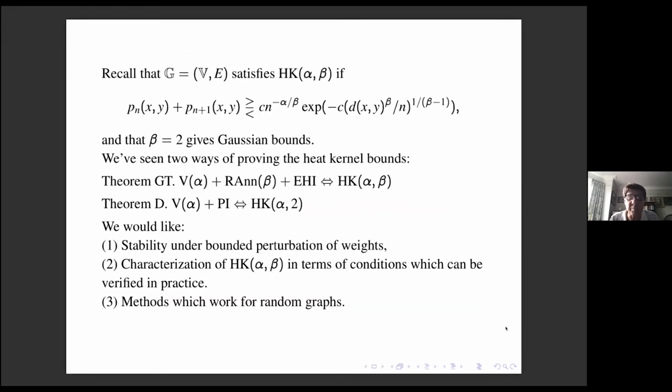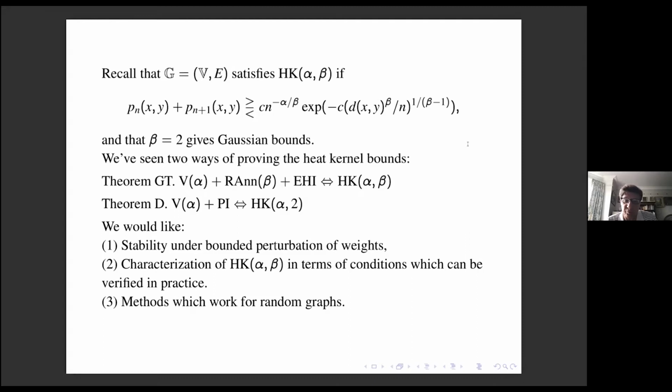And let's remember the heat kernel bounds, HK(α, β), that we met in the previous lectures. p_n(x,y) + p_{n+1}(x,y) is bounded above and below by constants with different c's, n to the minus α over β, and then this sub-Gaussian type term here. And also to remind you that β is always greater than or equal to 2, and that when β is equal to 2, we get Gaussian bounds.